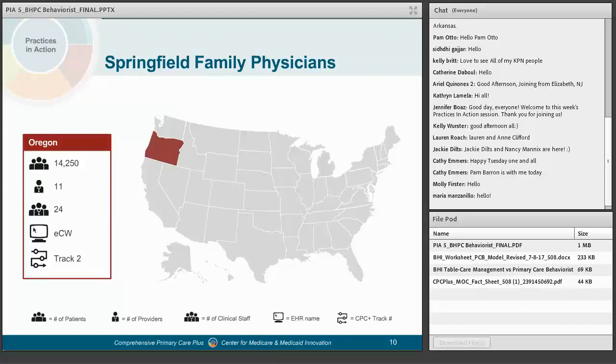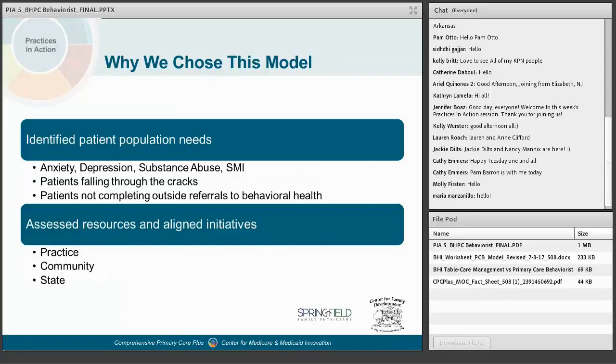Very good. Thank you for that introduction, Megan. So there are many considerations when choosing a model for behavioral health integration. What considerations did you and your team make around your patient population?